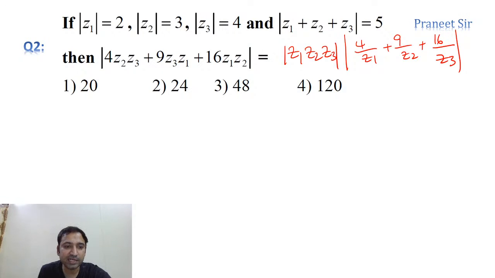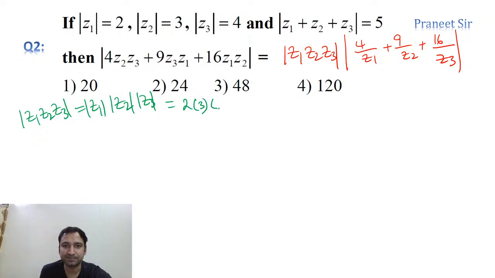And what about |z1||z2||z3|, and |z1 + z2 + z3| times... Can we write it as |z1| into |z2| into |z3|? These values are already given. How much? 2 into 3 into 4, which is equal to 12. Okay, 12. No, 24, guys. This is 24. 2 into 3 into 4, which is 24. Clear?